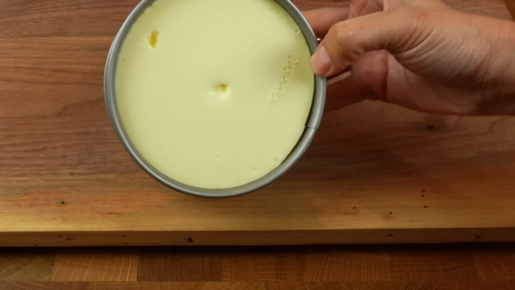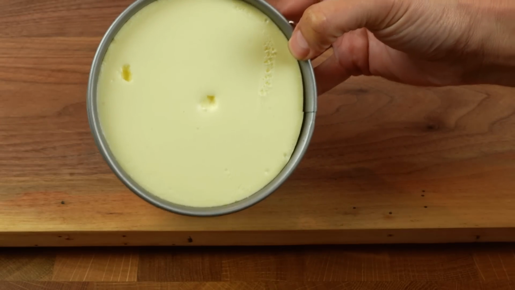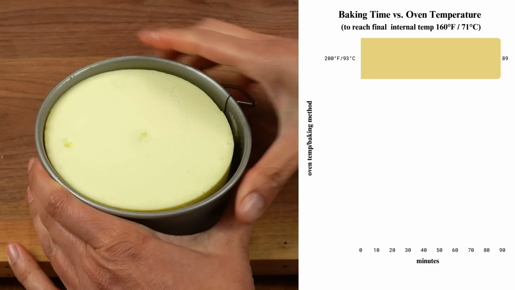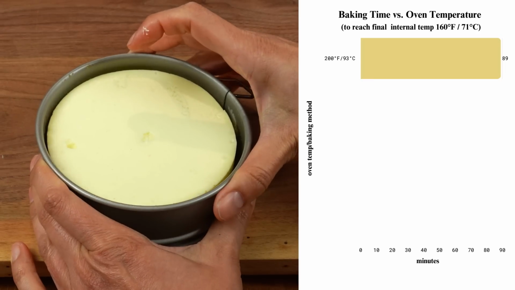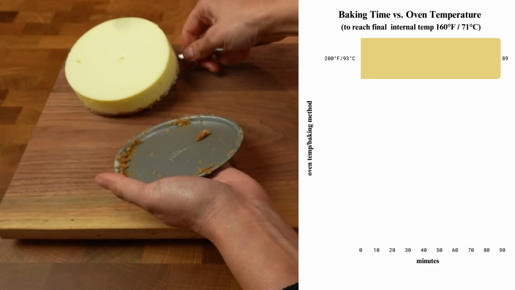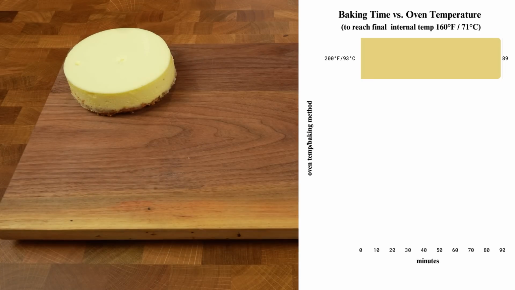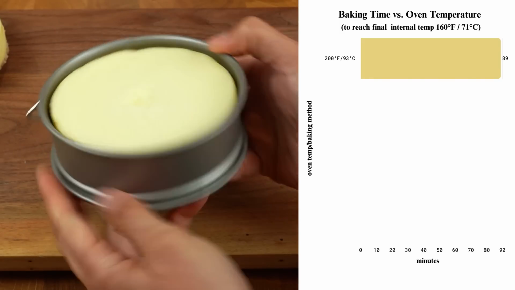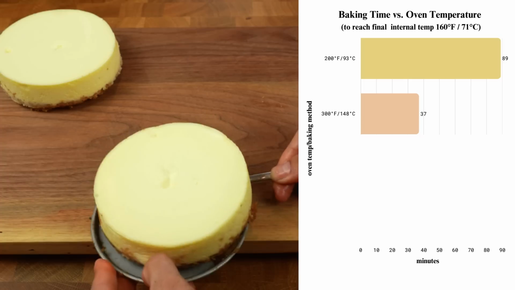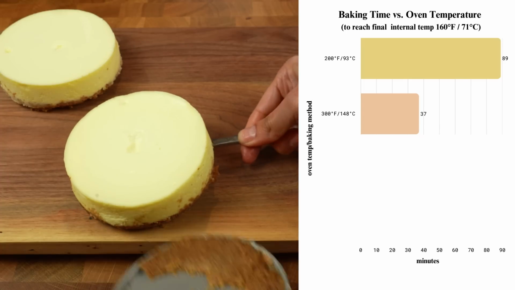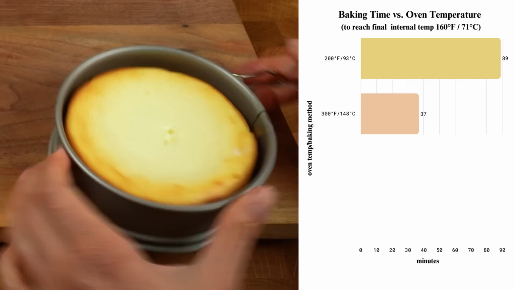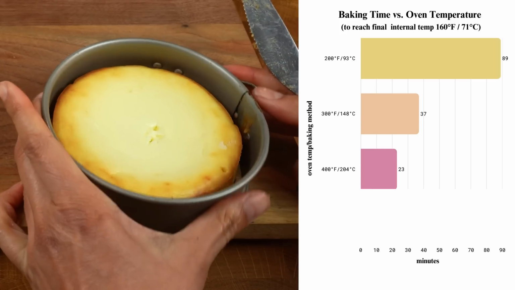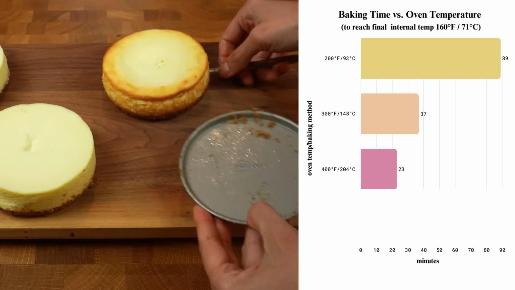Take a look at the difference in the bake times. The first one was a low temperature cheesecake, and it was baked at 200 degrees Fahrenheit and took about 89 minutes to reach an internal temperature of 160 Fahrenheit. The second was a moderate temperature cheesecake baked at 300 Fahrenheit. That one took about 37 minutes to bake. The third cheesecake was baked at a pretty high temperature, 400, and took only 23 minutes to bake.